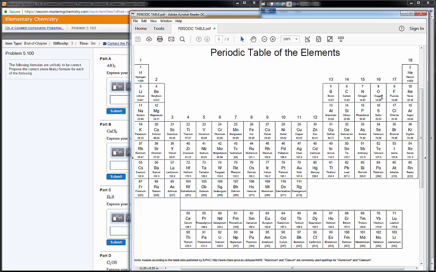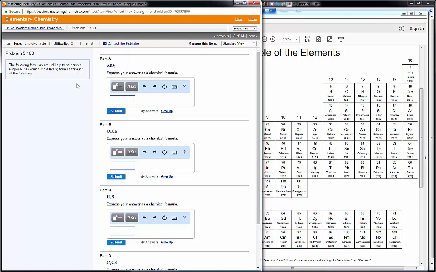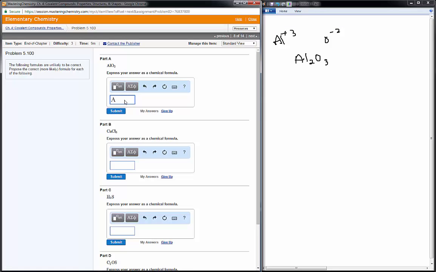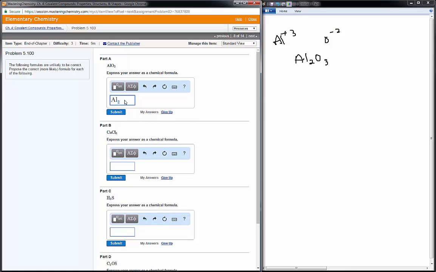Aluminum's a metal and oxygen's a non-metal. So we can follow the rules for ionic compounds here. If aluminum is +3 and oxygen is -2, then the correct formula for a compound made from both of those would be Al2O3. That would be the correct or more likely formula for a compound made with aluminum and oxygen.